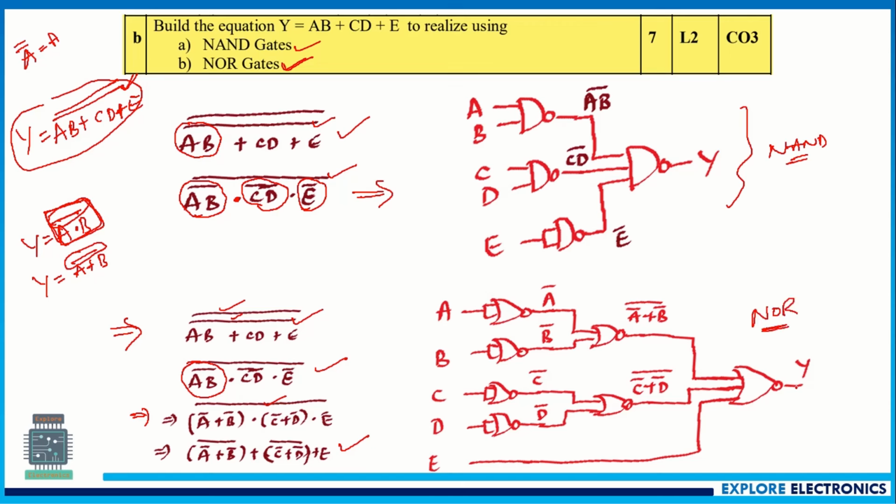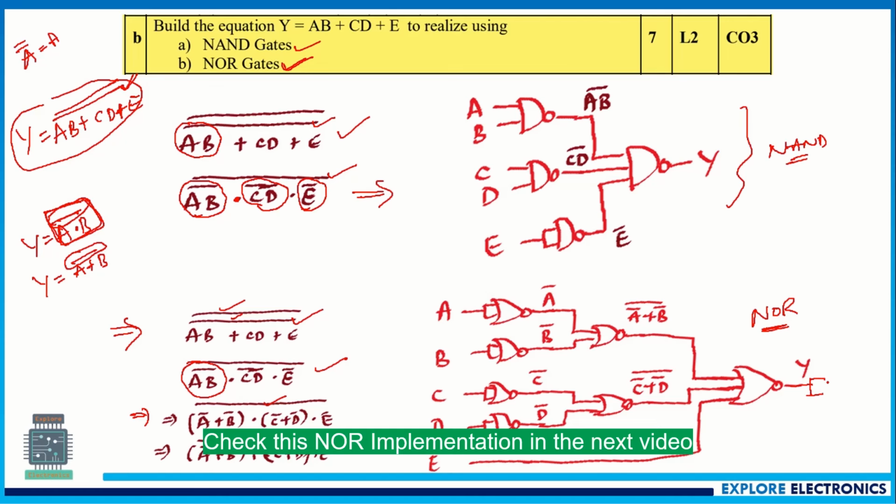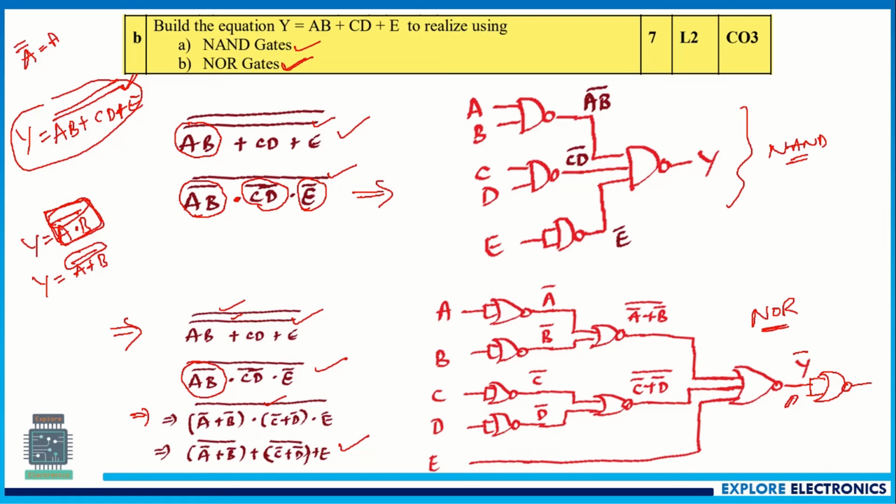But here I think one more NOR gate is required. Please cross check this. I have done it wrong. One more, why? Because it gives Y bar, I think. Here one more NOR gate is required, or this is sufficient. Please check and comment below for the video.